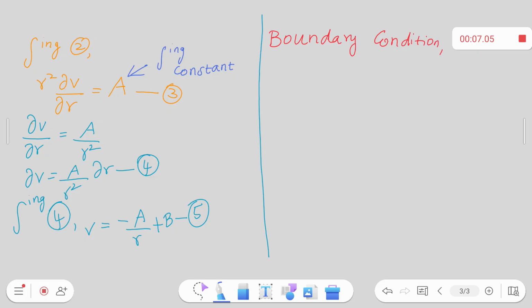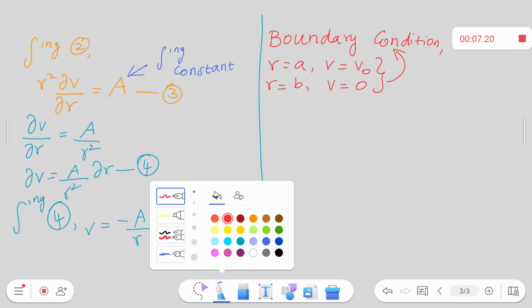The boundary condition we have assumed is: if the inner radius is a, my voltage is V0, and if the radius of my outer conductor is b, then the voltage is 0. This is our boundary condition. Now we will use this boundary condition to solve the equation.